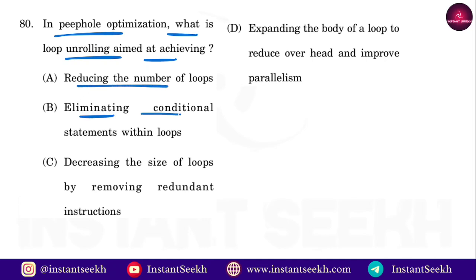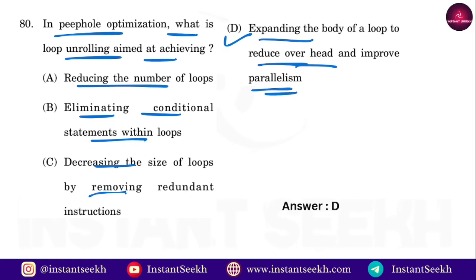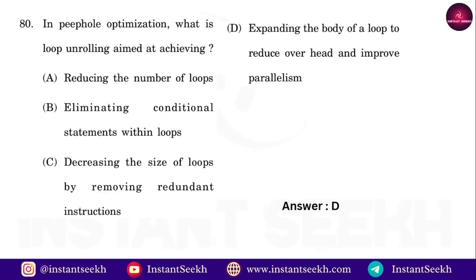Second, eliminating conditional statements with loops. Third, decreasing the size of loops by removing redundant instructions. And fourth, D is expanding the body of a loop to reduce overhead and improve parallelism. So this is your right answer, that is answer option number D. Okay, so in peephole optimization, loop unrolling is used for expanding the body of a loop, reducing the overhead and improving the parallelism. Okay, so your right answer for this particular question is answer number D. Okay, let's move on to the next question.